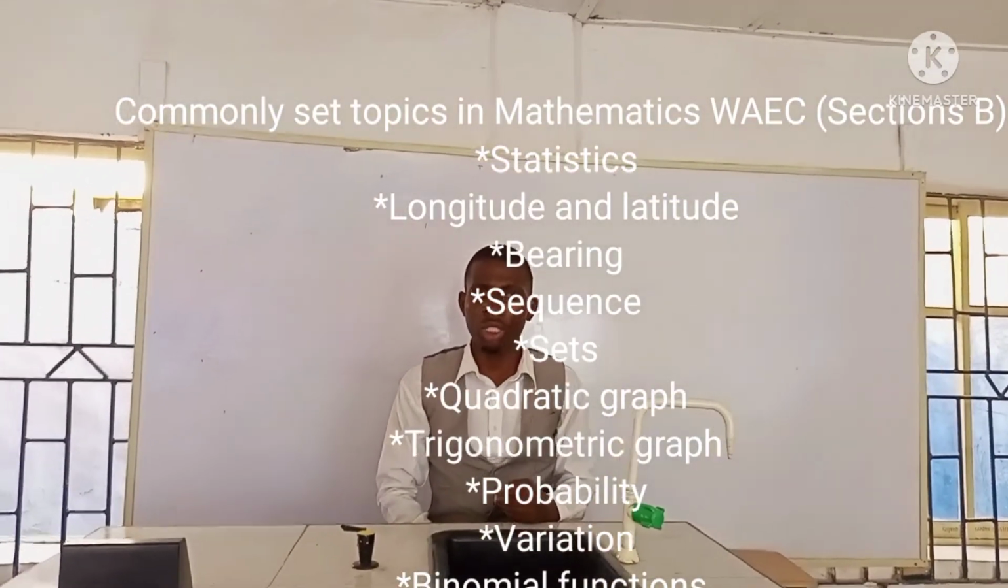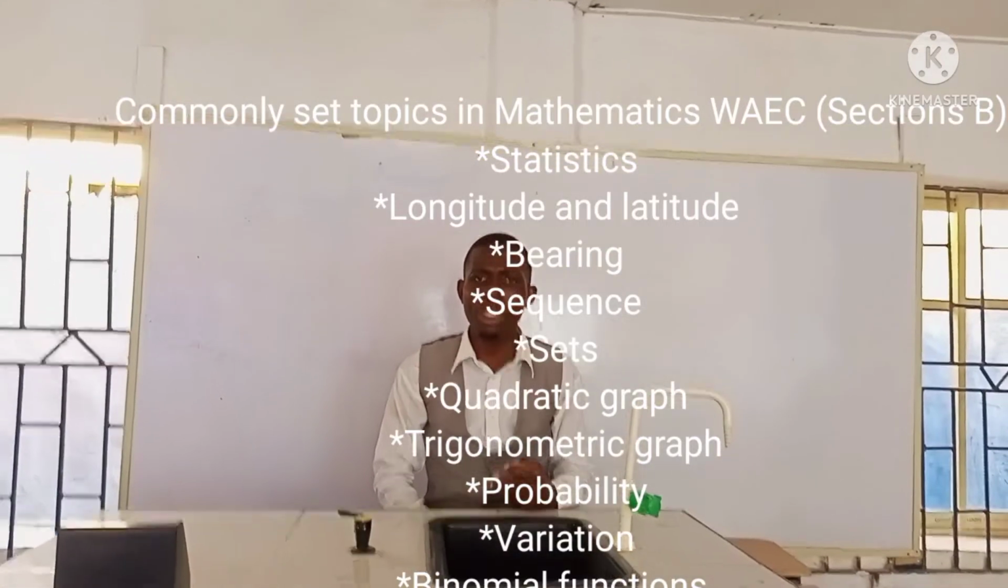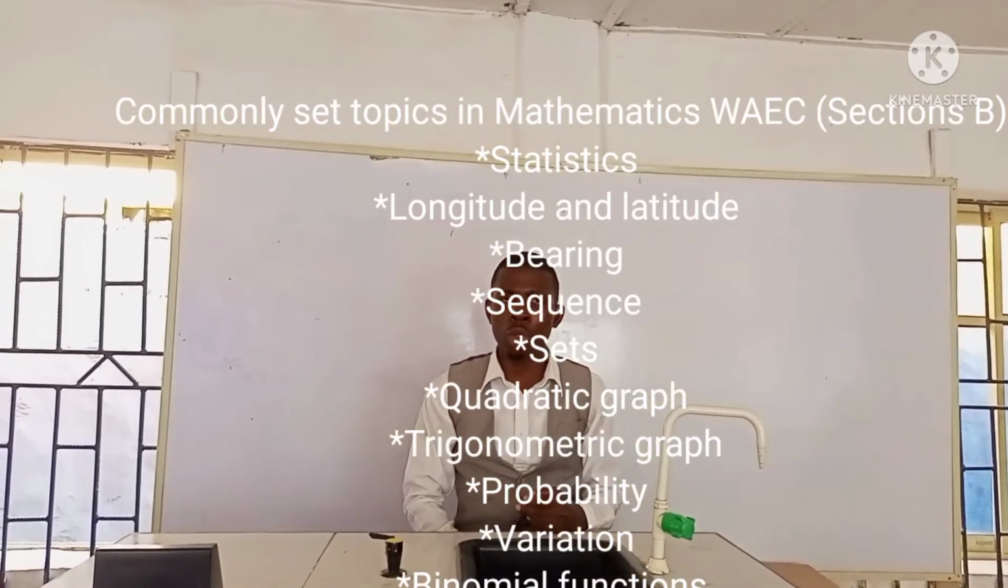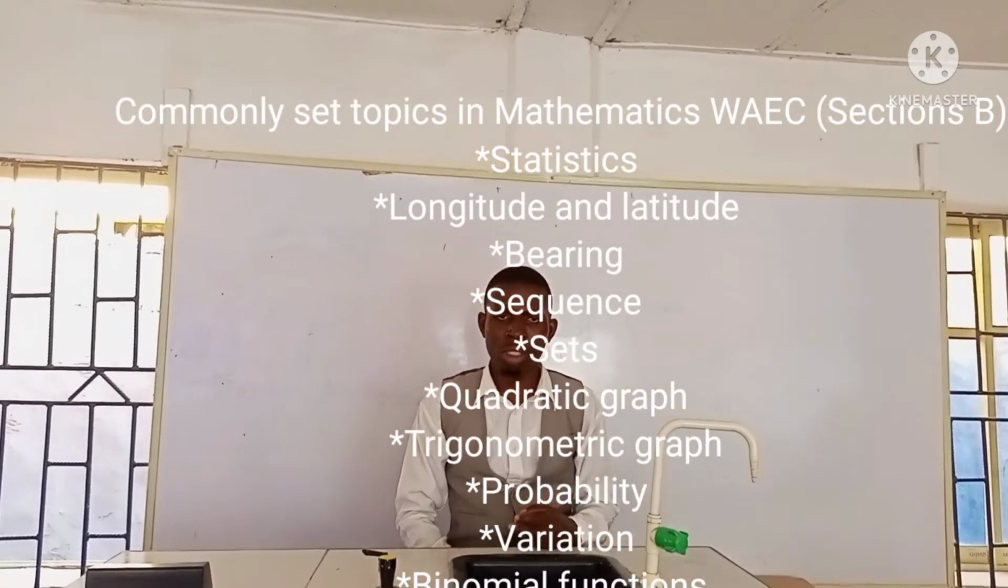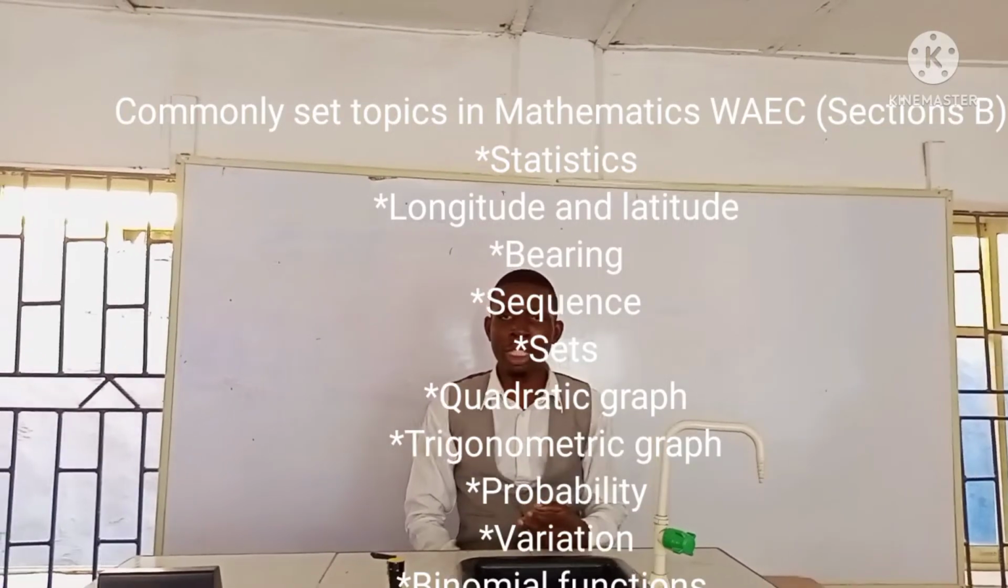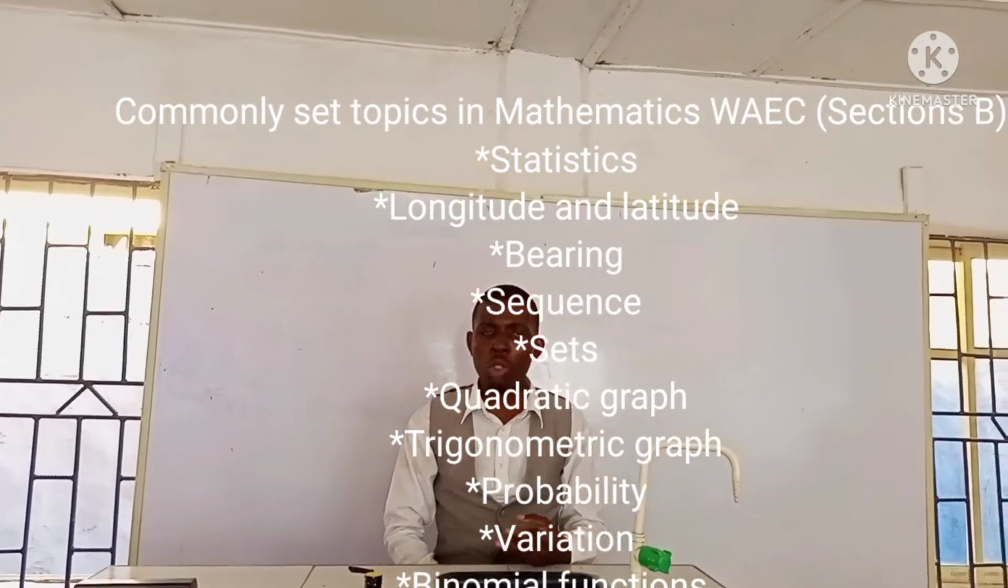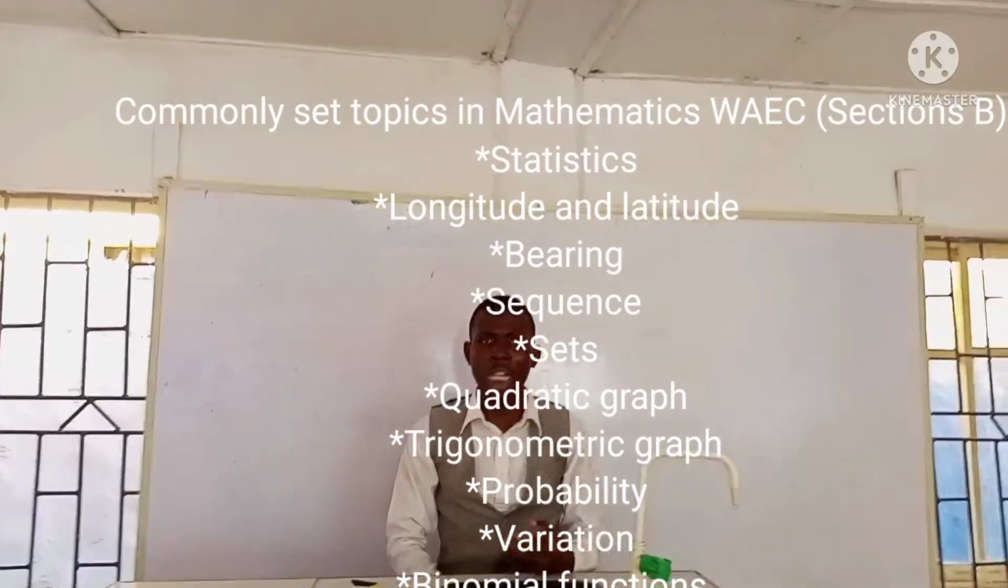Number 2, probability. In section B, you'll be having questions based on probability involving the use of your sample space. You'll be having questions on probability with and without replacement, collections of different samples with and without.